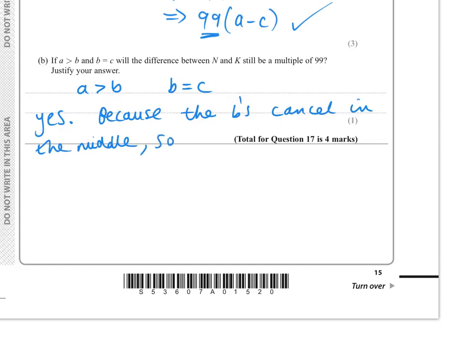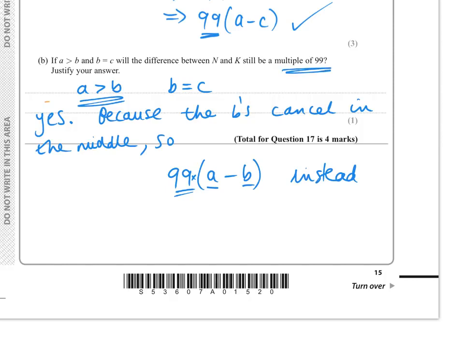So I think you'd be left with something like, you can try this yourself, just look at the workings from before. I think you'd get 99 lots of A minus B instead. But whatever A is and whatever B is, A being greater than B, don't forget, you're going to get a number which is always times by 99, so it's always still going to be a multiple of 99, hence me saying yes. So a little tricky, but just give it a try. You've got to put pen to paper yourself and try these questions. So see if that makes sense to you, because that's what I think it is.